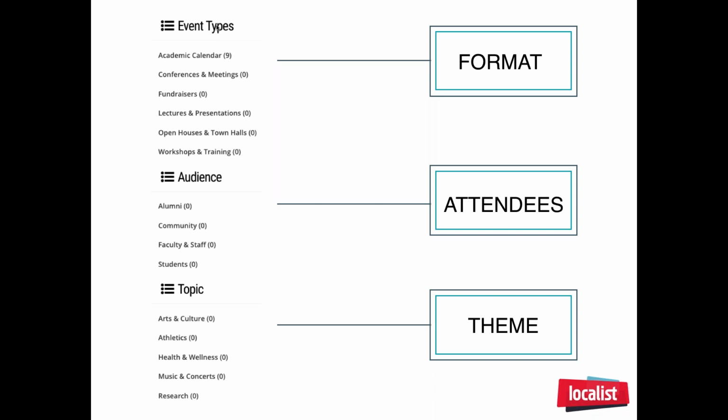So on your screen, you'll see three of the more popular and successful ways that we have seen filters divided and organized, and they are event type, target audience, and topic. So how do these all play together?